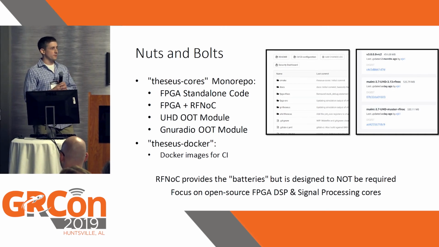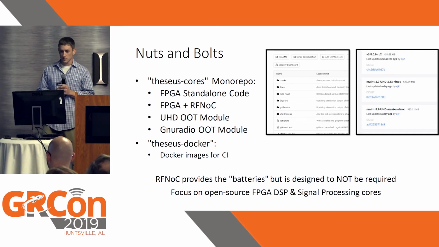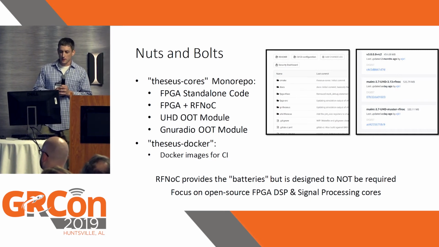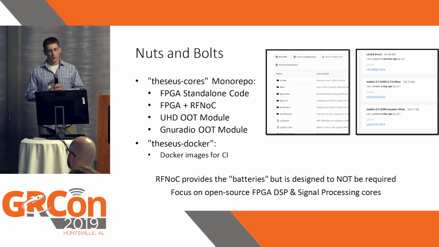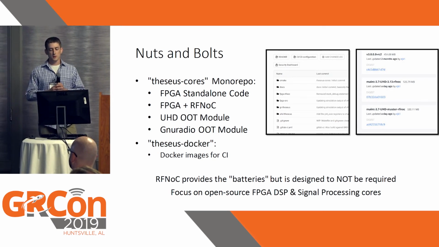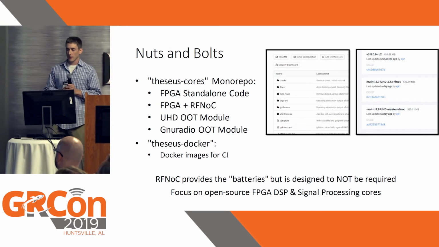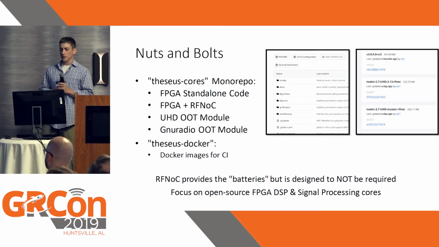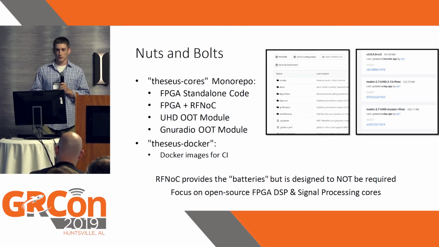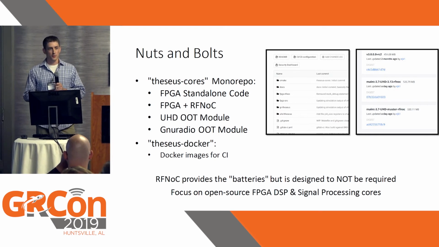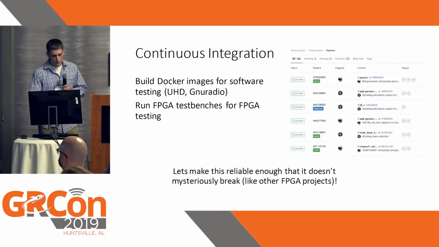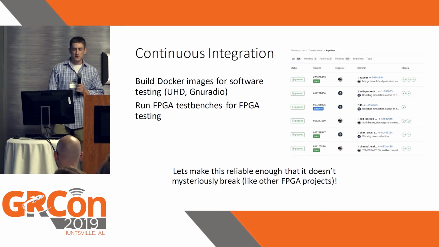Also have a GNU Radio out-of-tree module, so you can put this in your GNU Radio prefix and compile and have blocks that show up in GNU Radio. On top of that, there's also a Theseus Docker repo that does some images, and I pulled this image yesterday. I've set up images to build on the master branches of UHD and GNU Radio for the last 6 months so that we can pull these down and build the software, hopefully, in a continuous integration.